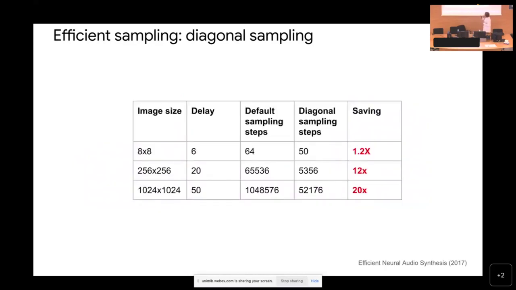Now let me make this even clearer. In this diagonal sampling algorithm, on 8x8 images, say with a delay of 6 steps, you go from 64 to 50, a very small improvement. But on 256x256 images, with a delay of 20 steps, and 20 steps is a lot of statistical information, that means that for the row above, you have all the 20 steps available to you, and you can get a 12x reduction in the number of steps of your decoder. So from 65,000 to 5,000, roughly. If you go to a 1 megapixel image with a delay of 50, you can get a 20x reduction in the number of steps in your decoder.